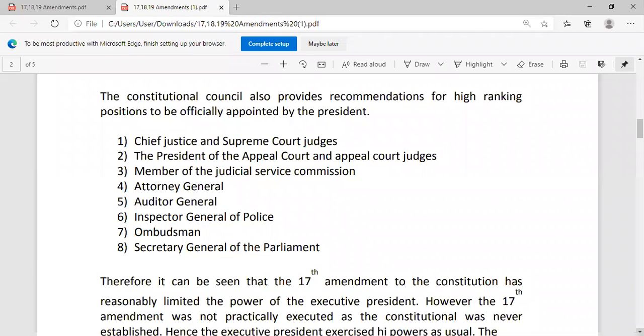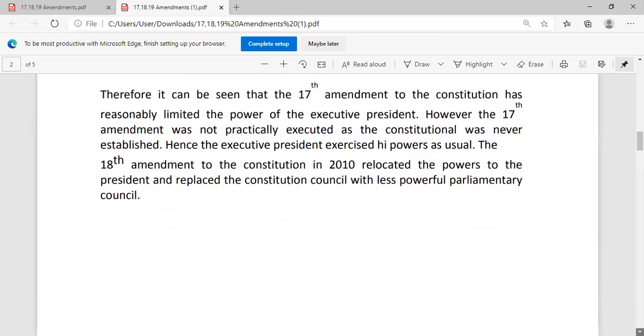The 19th Amendment is a little longer than this, right? The 17th Amendment, basically what they did was restrict the president's powers on these appointments. Big appointments. How did they do that? First of all, they made it compulsory for the president to follow the recommendations of the Constitutional Council in terms of these top high-ranking positions. Then also, they appointed these independent commissions to handle the administration of each of those areas. So the president's influence over these areas was reasonably restricted. Okay, right.